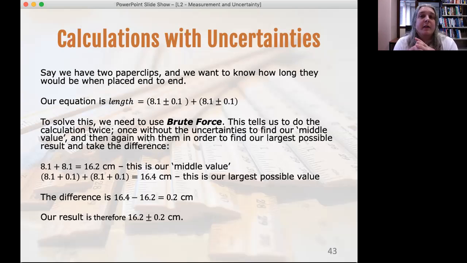And if you remember the number line with our range on it, our central value, and our largest and our smallest, the largest possible value is telling us how big that range is from the central value. So that means that once you know the central and the largest, the difference between them is your uncertainty. So the difference here, 16.2 up to 16.4, is 0.2 of a centimeter. So our result would be central plus or minus 0.2, which is 16.2 plus or minus 0.2.